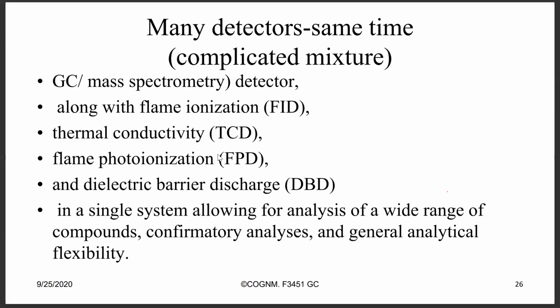Sometimes we can also have different types of detectors present, which allows us to detect a wide range of compounds. For confirmatory analysis, of course, if this detector says this and this one also says it's the same thing, you might as well use it, and then just general analytical flexibility. Now we can use so many different types of compounds and analysis.